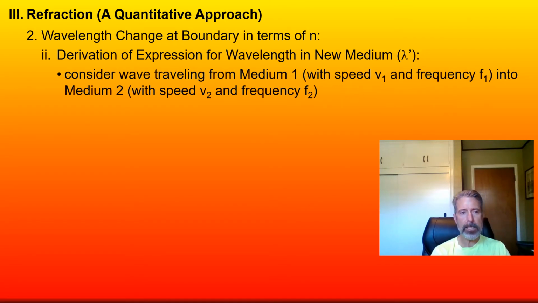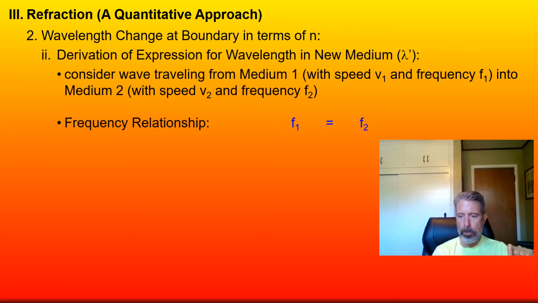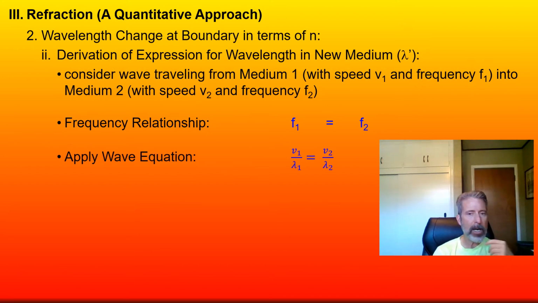the refracted medium. So let's consider a wave traveling from medium 1 with speed v1 and frequency f1, into medium 2 with speed v2 and frequency f2. As we said, the frequency does not change. The frequency of the wave in medium 1 must be identical to the frequency of the wave in medium 2 if the law of conservation of energy is to remain valid. From this, we can apply the wave equation to express the fact that the ratio of wave speed to wavelength in medium 1 must be exactly equal to that ratio in medium 2.